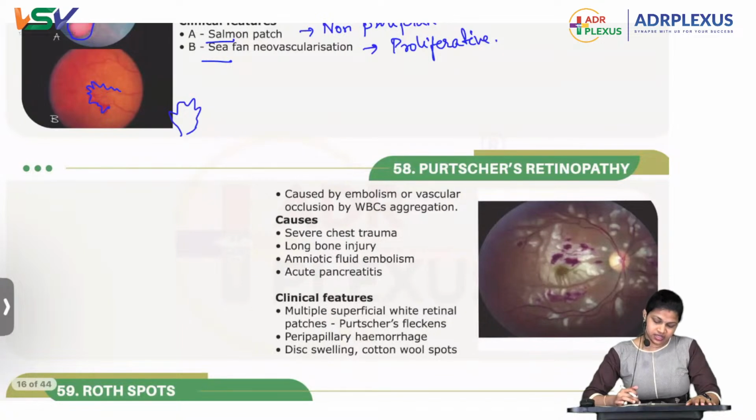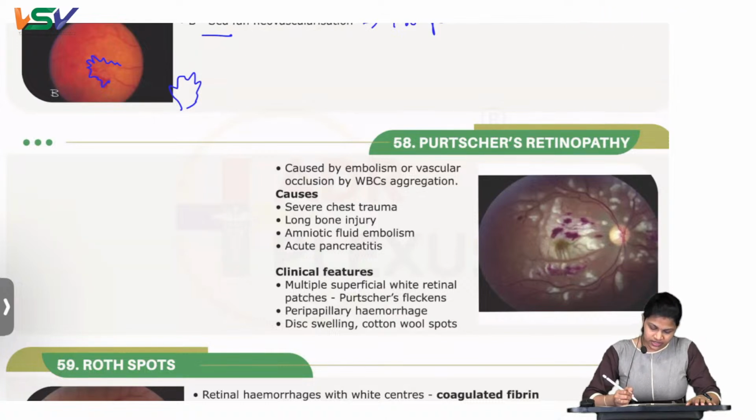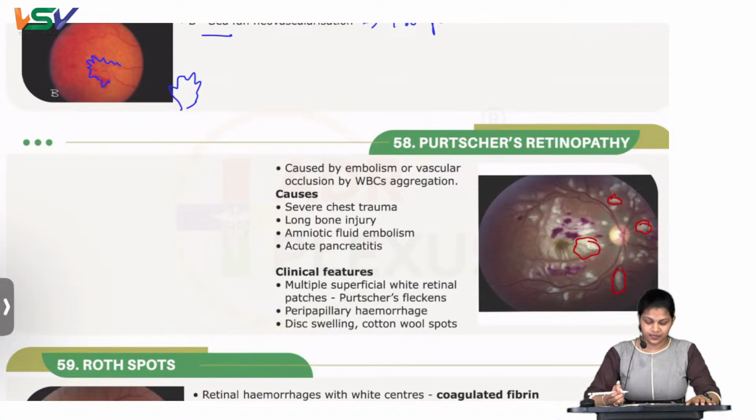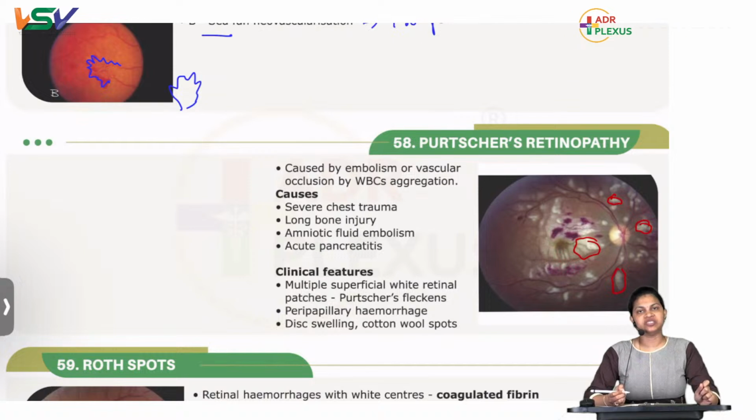Now, next is what? You see again the picture here. You see a fundus photo. And what you see mainly here is multiple superficial white retinal patches. So you can see superficial white retinal patches. These are Purtscher's flecken. Okay, these are Purtscher's flecken. This is Purtscher's retinopathy, caused by embolism or vascular occlusion, again by WBC aggregation.